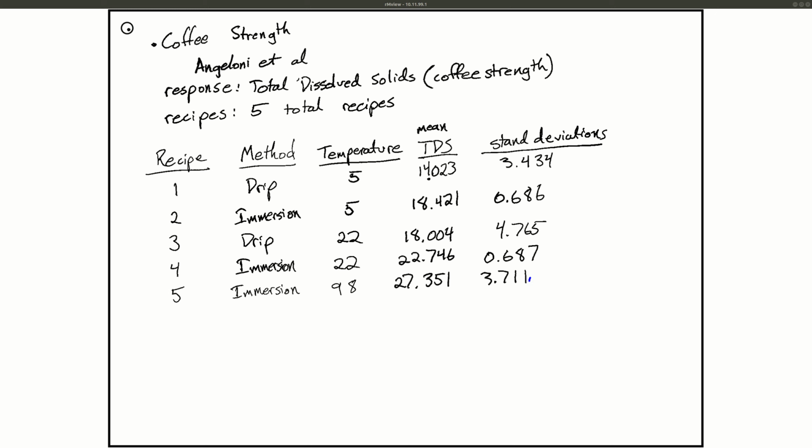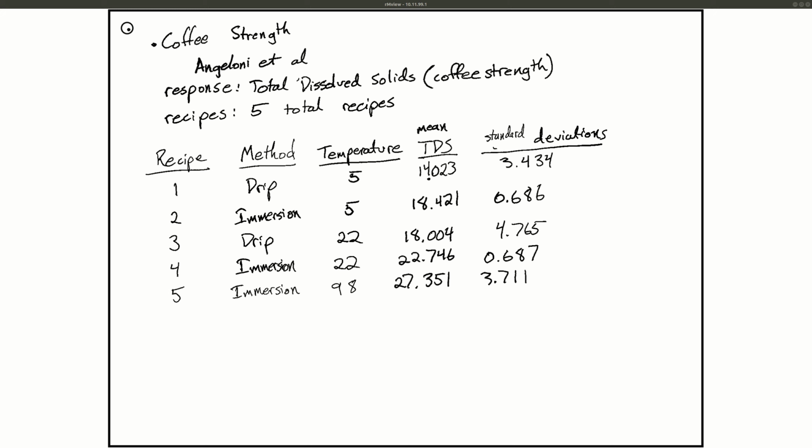All right, so looking at these data, we can see that there's some differences in the mean total dissolved solids. It also appears that there is quite a bit of a difference in the standard deviations from one recipe to the other, which might be problematic, but we'll address that later on.